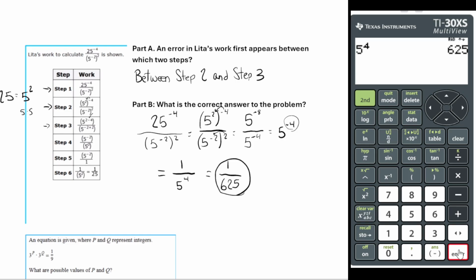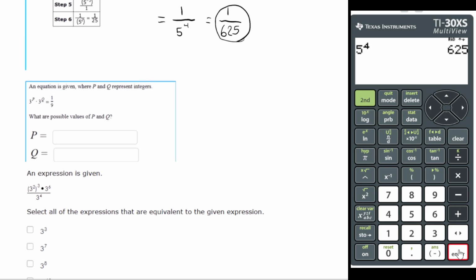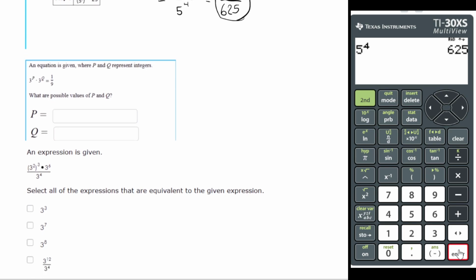All right. So, next problem. An equation is given where p and q represent integers. It says 3 to the p times 3 to the q equals 1 over 9. Okay. What are possible values of p and q?